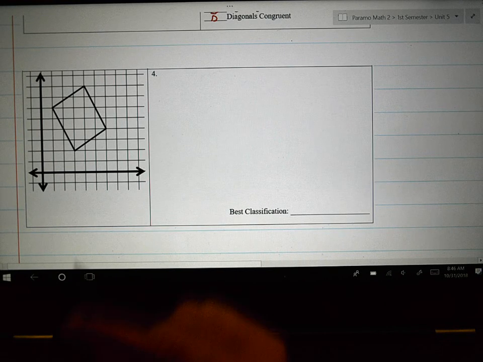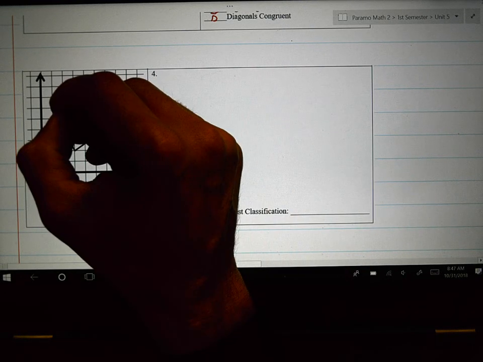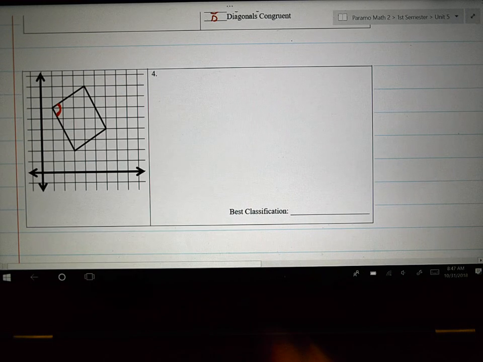You go, I wonder if it's a rectangle. I wonder if it's a parallelogram. What you should be thinking is, I need to know that angle that Mr. Paramo has highlighted. Is it 90 degrees or is it not 90 degrees? Because that's going to make the difference. If that's 90 degrees, then I have right angles, and because it has right angles, it might be a rectangle.